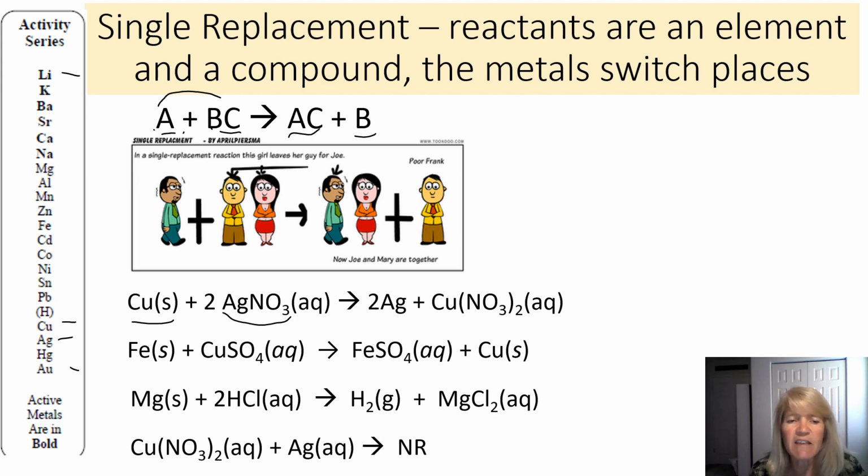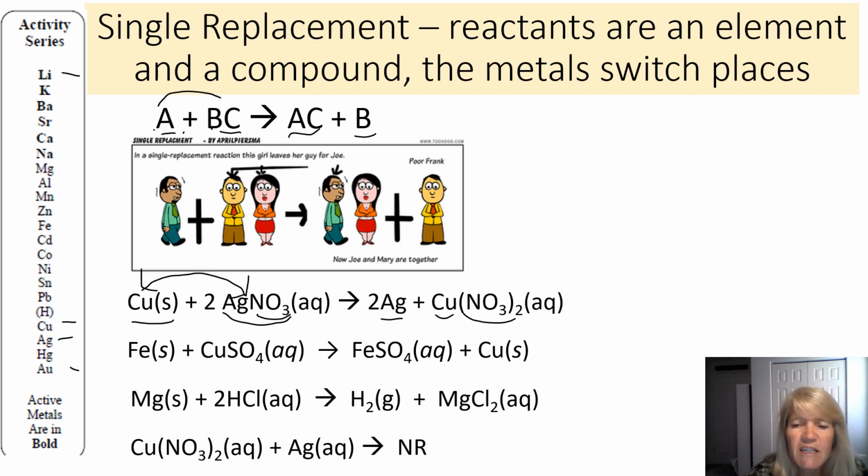Copper is all by itself. Well, it's not happy that way. The higher one wants to be in the compound. So the two metals are going to switch places. So the copper is going to go with the nitrate. So that here's the nitrate. And the silver is going to be by itself.